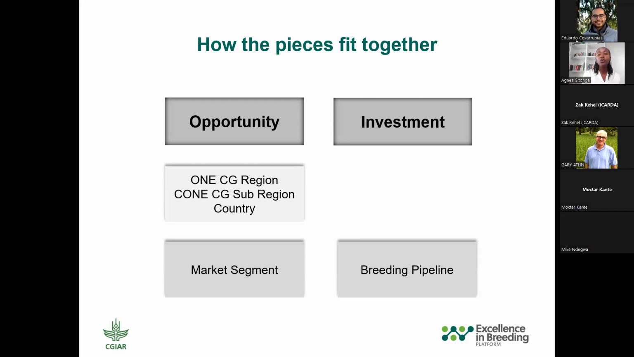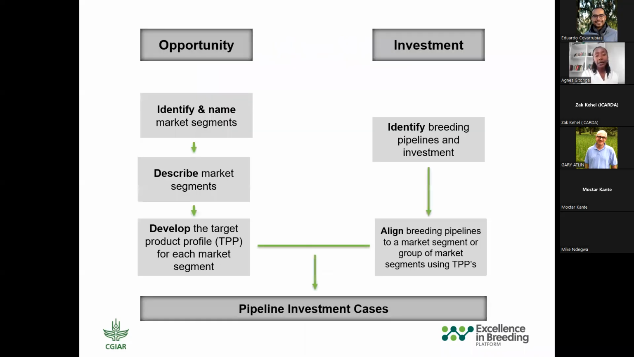To be able to go to the investment, we have to have a good understanding of the opportunity, so that we are able to prioritize the opportunities that should go into the breeding pipelines. Going into details for the opportunity, we have the market segments.